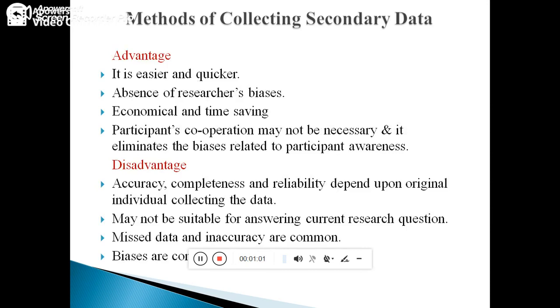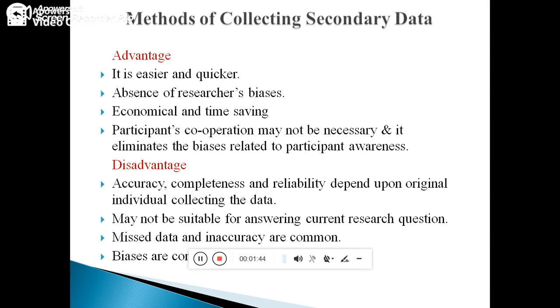The advantages of secondary data are that it is easier and quicker, easily available in storage format, with an absence of researcher's bias. Since it is already researched or published papers, there is no chance of bias. It is economical and time saving. We can easily get research papers on a specific topic on the internet and other available materials. Participants' cooperation may not be necessary, and it eliminates biases related to participants' awareness.